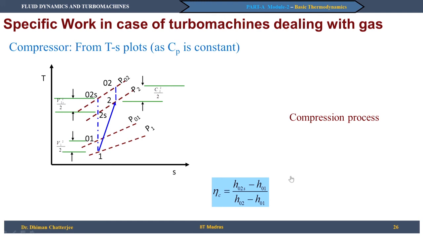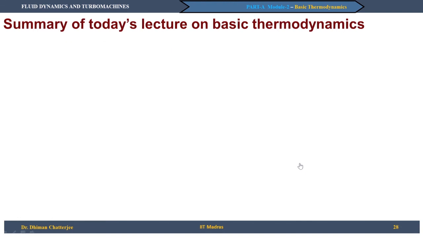So, in case of the compressor, H02s minus H01 is actually the amount of energy that should have been used, because that is what goes into the fluid. But what we actually need is H02 minus H01, because we have to overcome the losses. So, for the compressor we get (H02s minus H01) divided by (H02 minus H01), and this is the end of today. So, let me summarize what we have learned in basic thermodynamics.